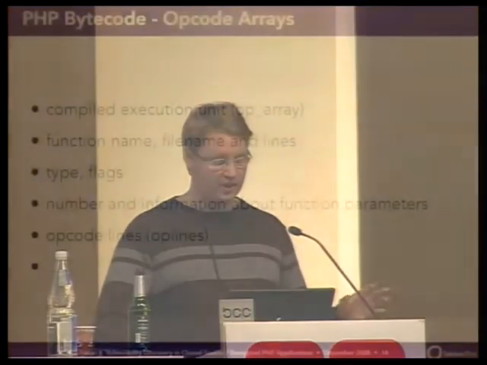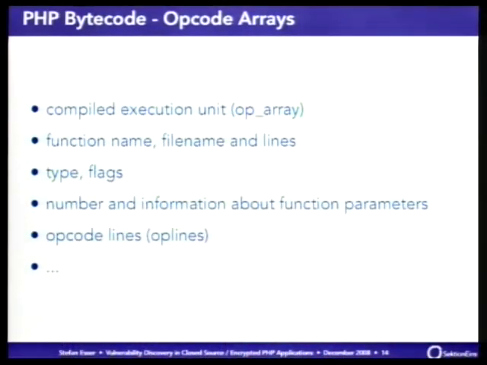So far, I already spoke about PHP bytecode, but what actually is PHP bytecode? When PHP developers talk about PHP bytecode, they usually mean the opcode arrays. And opcode arrays are some internal structure within the Zend engine, and they are the smallest compilation and execution unit that exists. And within this structure, there is the function name this opcode array belongs to, there's the file name, and there's the line numbers this was compiled from.